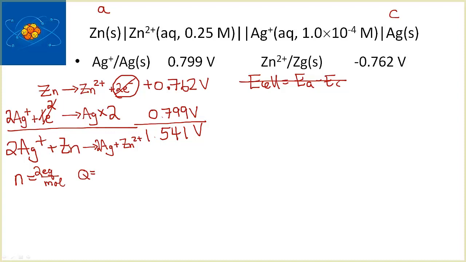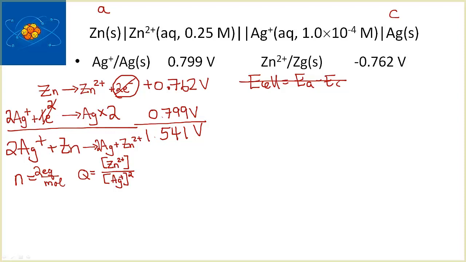and you can't do that unless you know how it's balanced. Now, we leave the solids out and the liquids out, but in this case, we can write Q as the concentration of the products to their coefficients divided by the concentration of the reactants, which in this case is silver. And there's 2 of them in the balanced equation, so we square that. So there's Q.